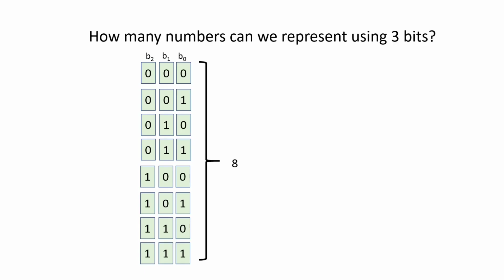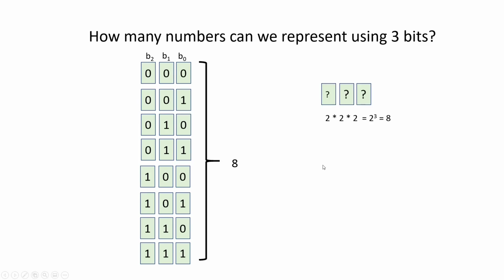So let's take a look at a little bit bigger numbers now. How many numbers can we represent using 3 bits? Let's see, 1, 2, 3, 4, 5, 6, 7, 8. I can write them all out, but as we get to more and more bits, that's going to become troublesome. I don't have enough screen space for that.